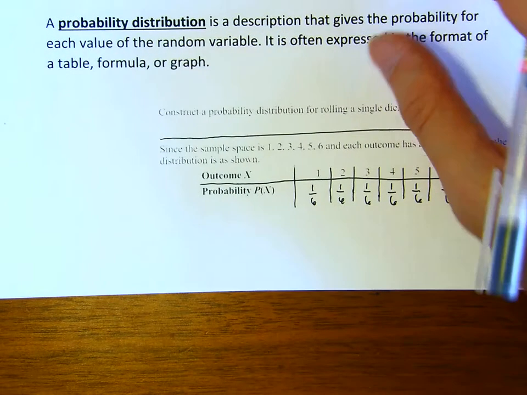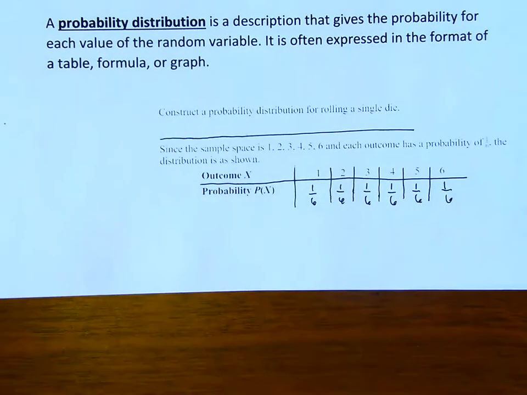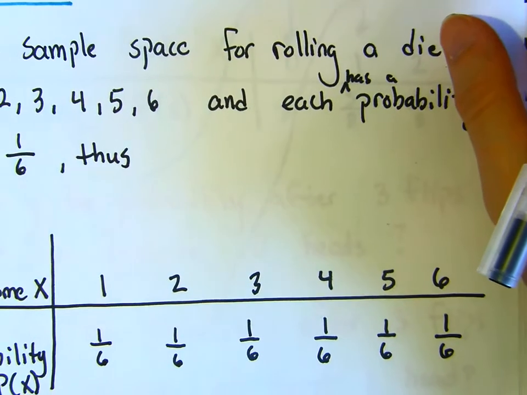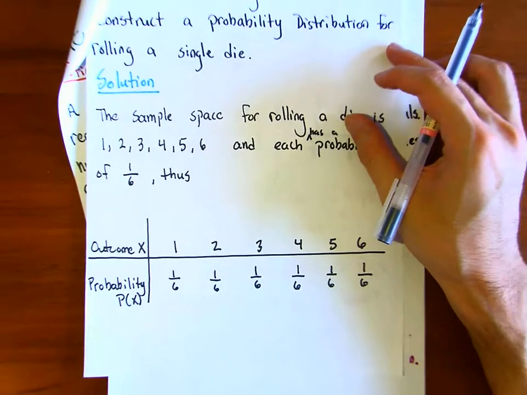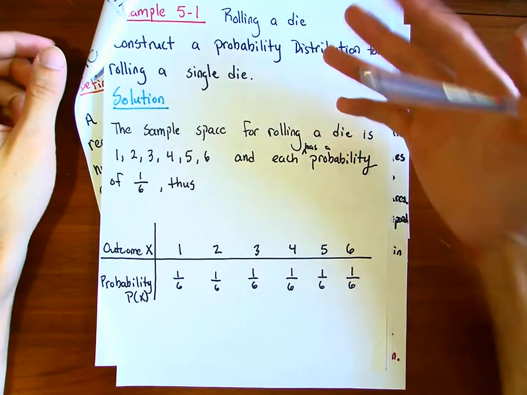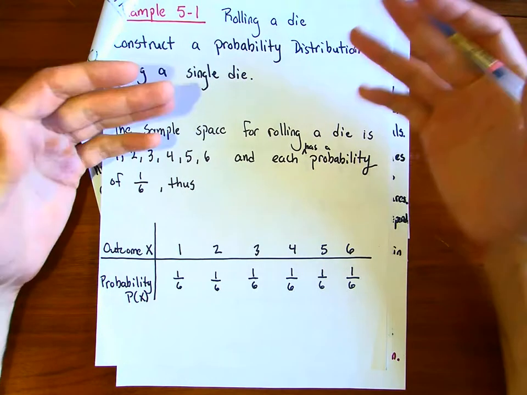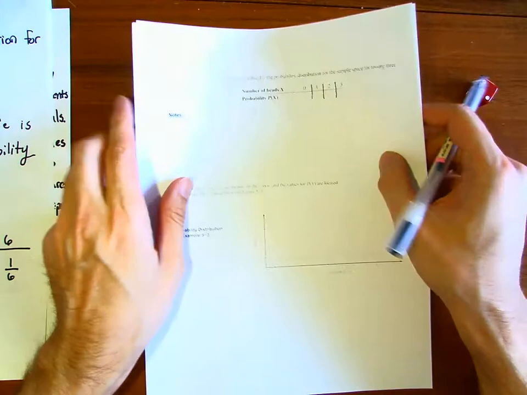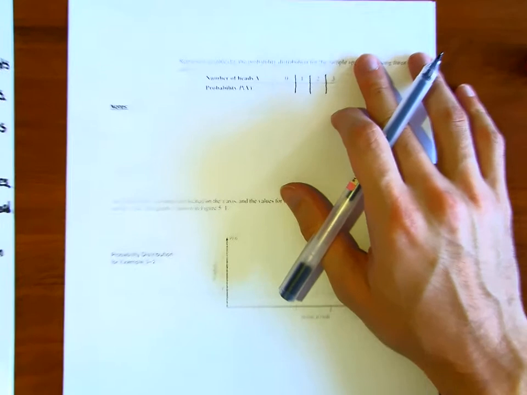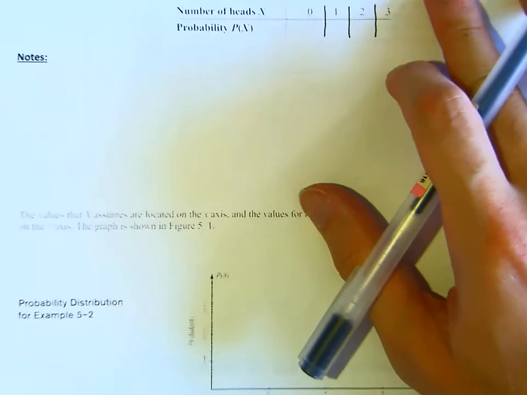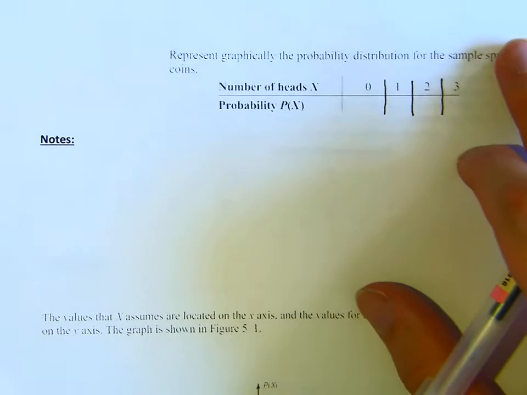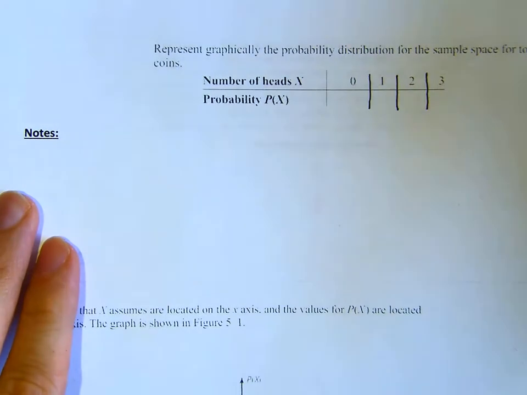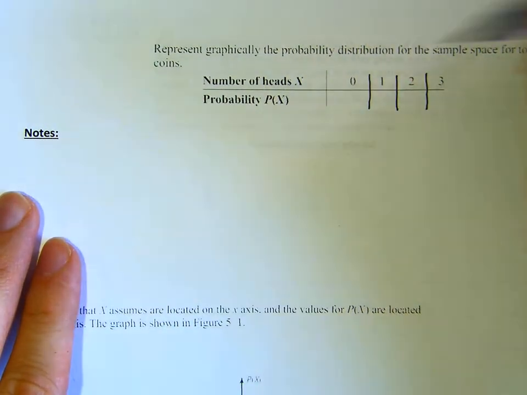So let's take a look at my notes. Let's see, this page over here, what did I write? We just did this, constructing a probability distribution. Let's look at the next page over here. What is going on over here? Yeah, this one. Okay, so let's take a look at this scenario. It's saying, represent graphically the probability distribution for the sample space of tossing 3 coins.